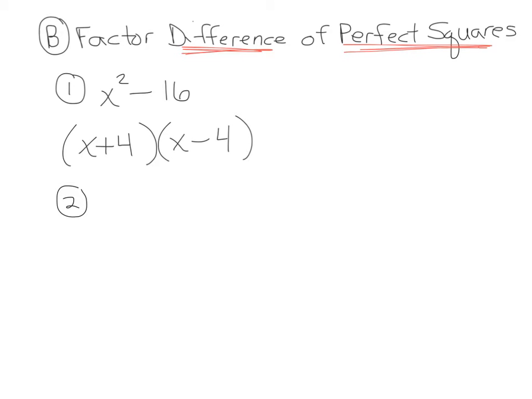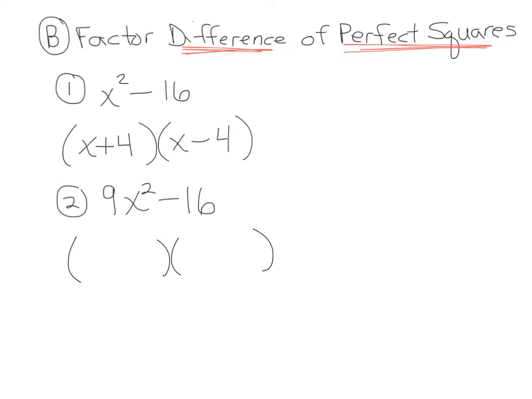Okay, you might have 9x squared minus 16. Okay, this is a difference. It has to be subtraction. This has to be a perfect square. It is, because 3 times 3 is 9. X times x is x squared. And this has to be a perfect square. 4 times 4. Okay, I know that it's going to factor into two binomials.